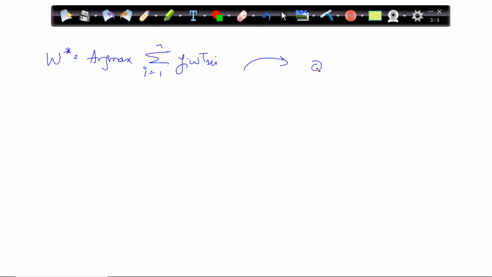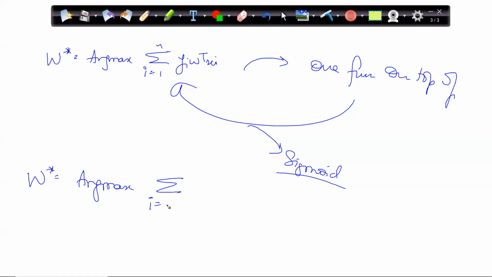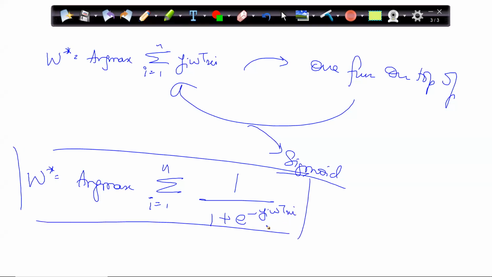Let me apply one function on top of this equation. And what is that function? That function is nothing but the sigmoid function. So they say that now my updated equation will become: I want to maximize the summation of i equal to 1 to n of 1 upon 1 plus e raised to power minus yi w transpose xi. This is my new updated equation.